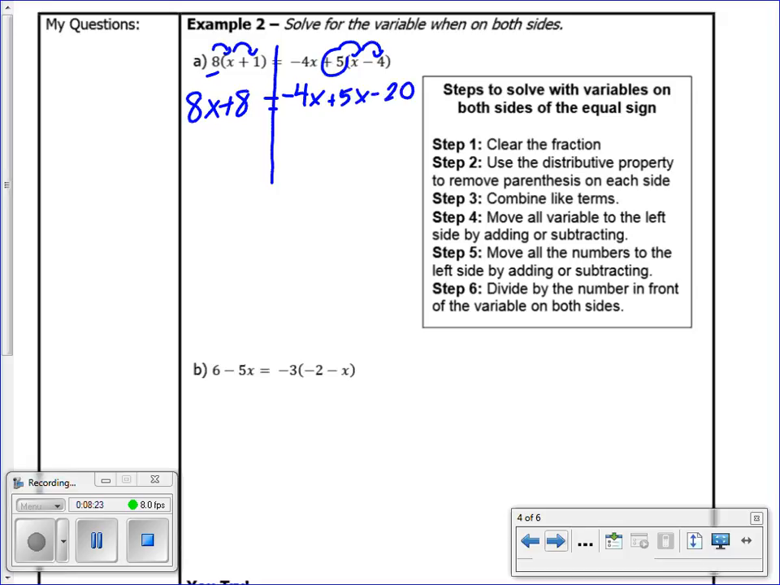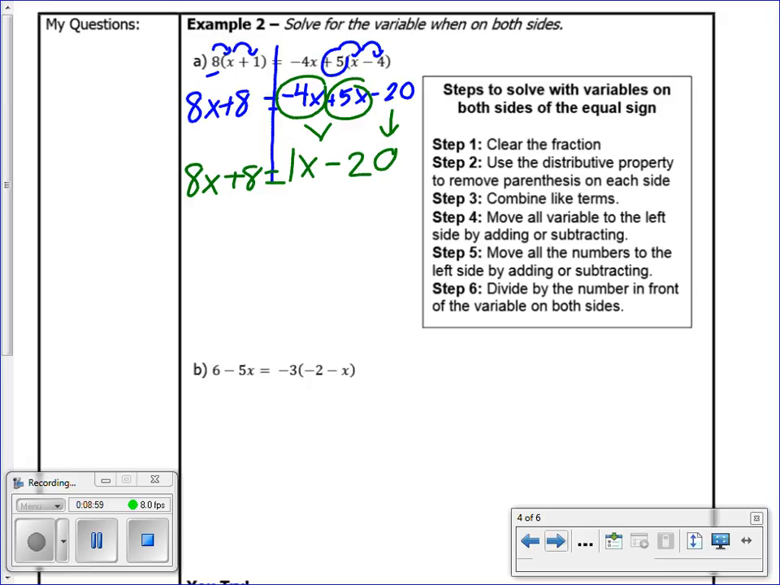Step 3, combine like terms. I look on the left side and I ask myself, can I combine 8x and 8? No, they're not like. They both need to have the variable x or just be numbers in order for me to combine them. So now I look to my right, and negative 4x can go with positive 5x. Together, when I add those, you get 1x minus 20. 20 has no one to combine with. 8x plus 8 stays the same on the left.